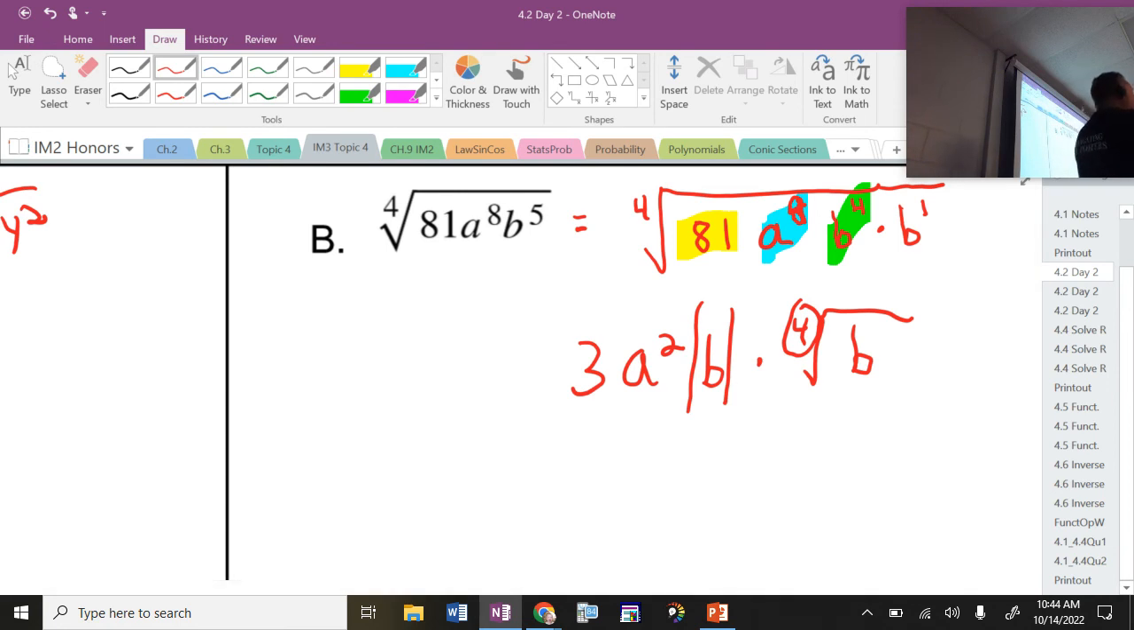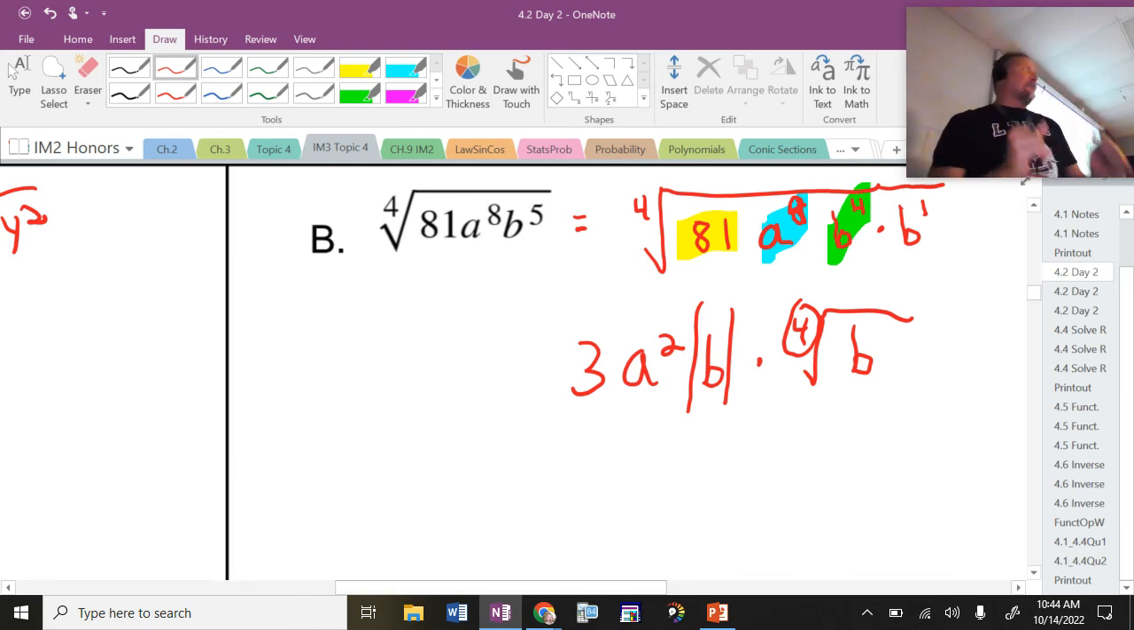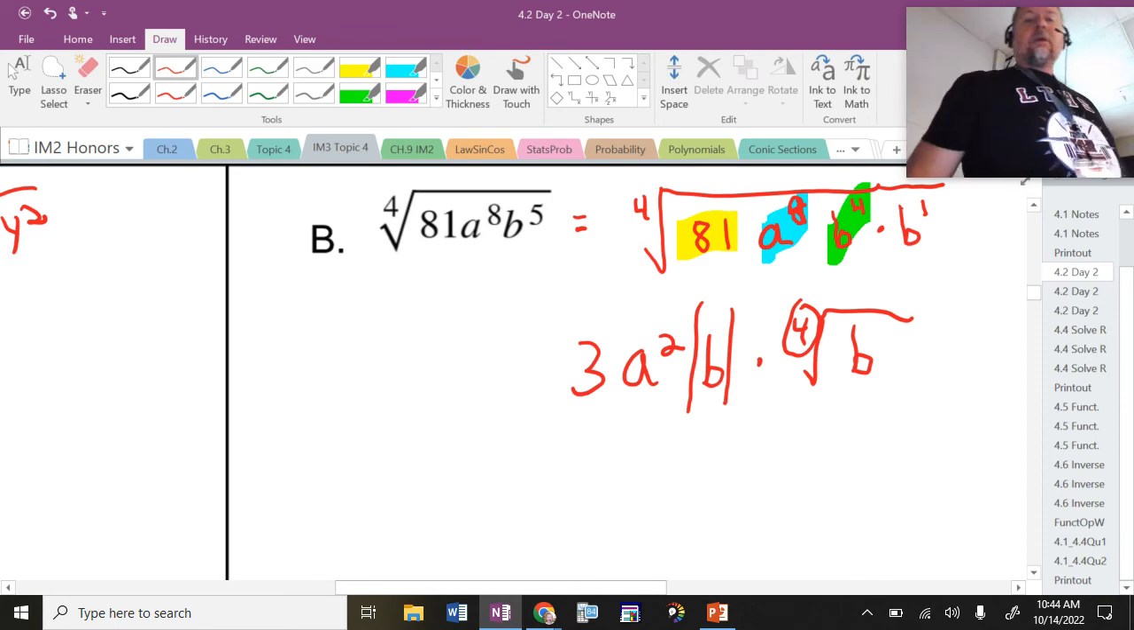An even index resulted in an odd power. But then I've got a problem with this. If b was negative, what's the fourth root of a negative? What's the fourth root of a negative? An i number. And b is still stuck inside there. So that's why the absolute values on these kind of questions, I don't really like them.